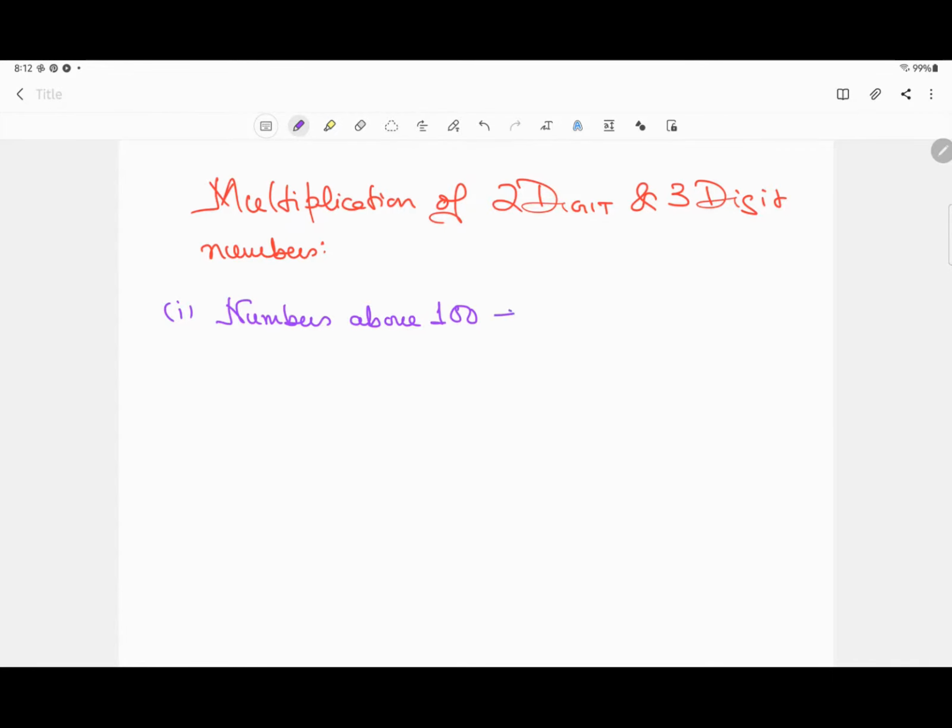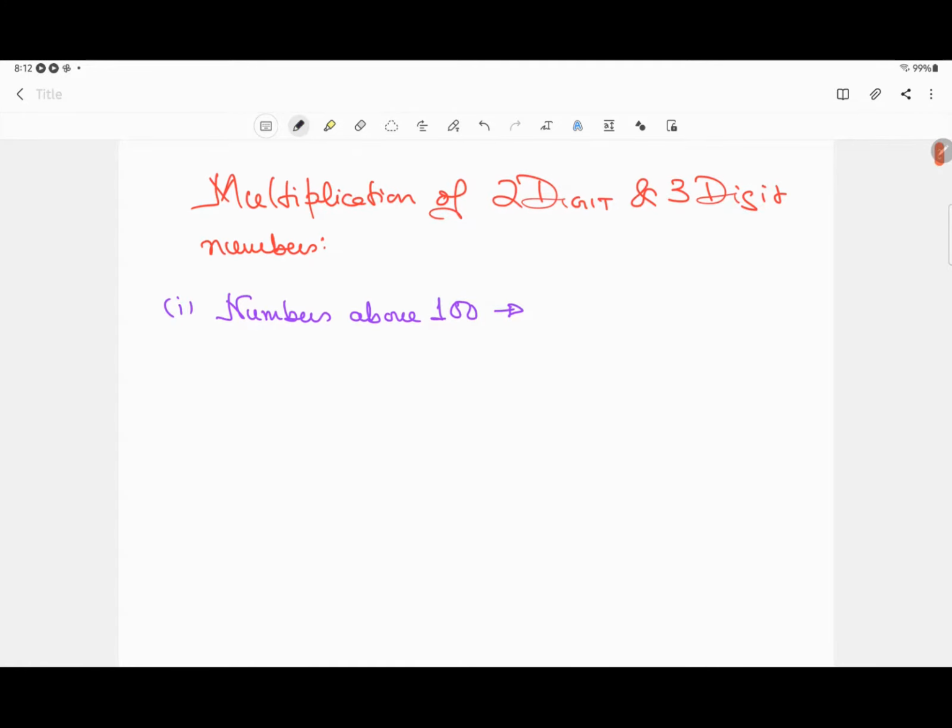So let us take a few examples and see how we can do the multiplications very quickly and accurately. Let's start with two numbers. Let us take 103 multiplied by 108. Now here we can clearly see that the first number is 100 plus 3 and the second is 100 plus 8. So how will we do it?